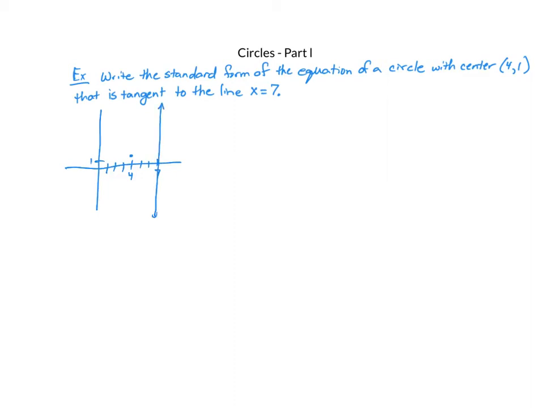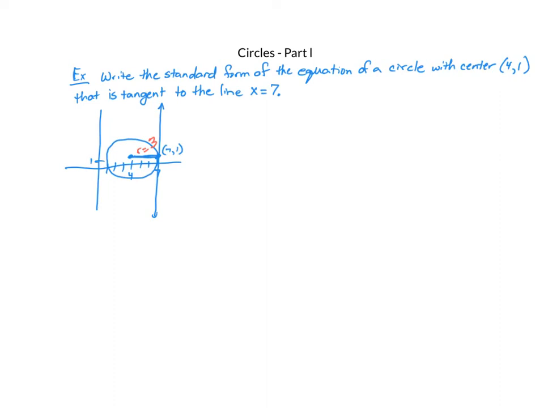Now, if the circle is tangent to the line x equals 7, remember that means it will just touch that line in one point. Let's draw it. I will do my best. So very roughly, it looks like this, with this right here being a radius from the point 4, 1 over to this point over here that is at 7, 1. So we can just look at this and tell that the radius is equal to 3.